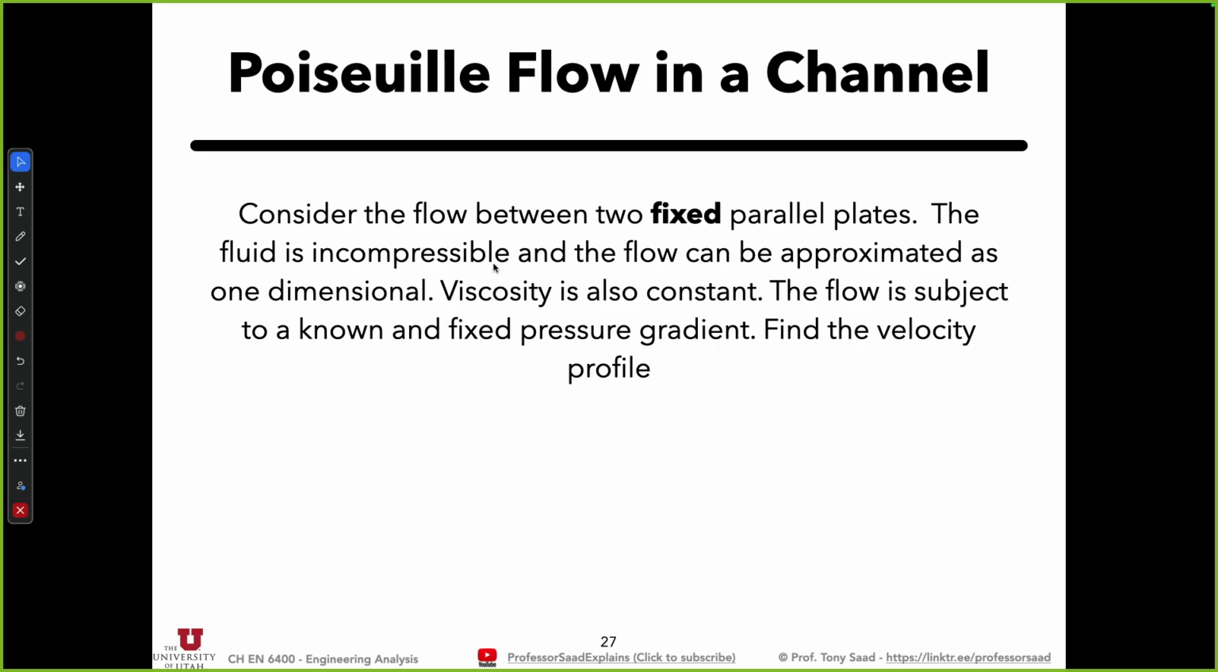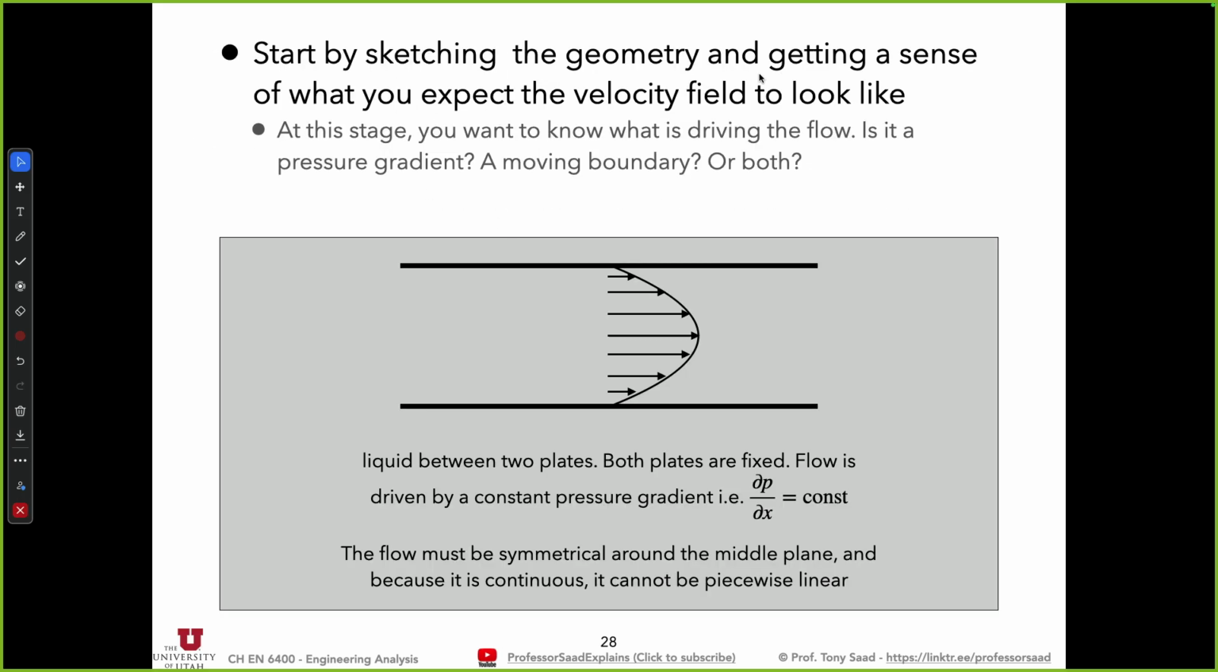So the first step is going to be, we need to sketch the velocity profile and sketch the geometry. So I'm going to put two plates here. Now, because I said there's a non-zero pressure gradient, I expect that the velocity profile is not going to be linear, because I'm going to have a diffusion equation equal to a constant. To integrate that twice is going to be a parabolic profile.